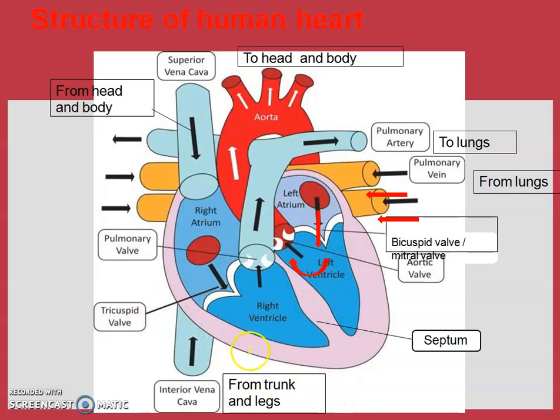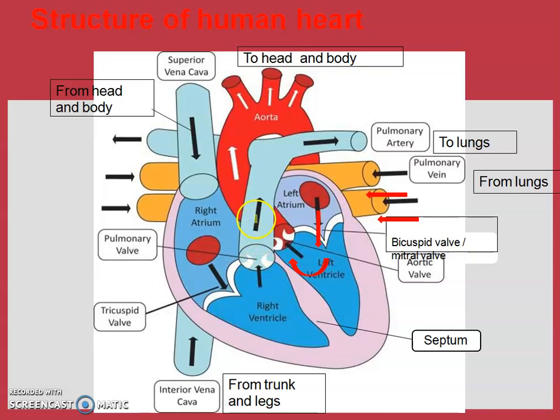You can see here this purple colored outline of the heart. This is the septum, which divides the right part of the heart from the left part of the heart. Now the blood which flows in the right side is the venous blood, and that which flows in the left side is the pure blood, oxygenated blood. Now this impure blood is passed from the right ventricle into the pulmonary arteries for purification.